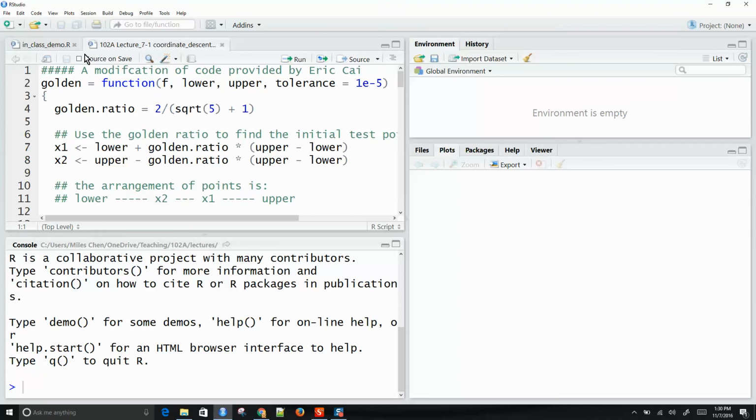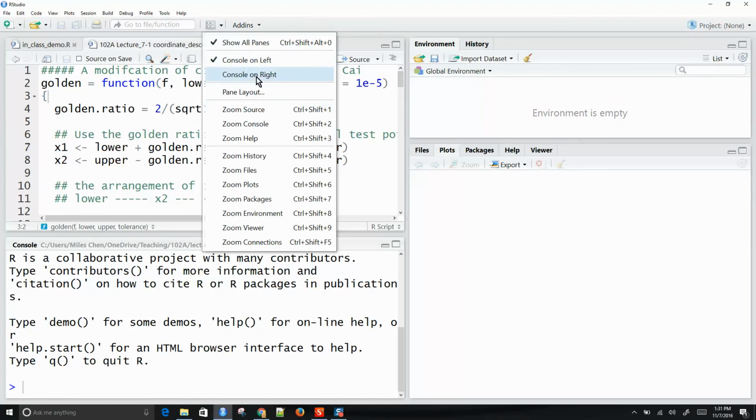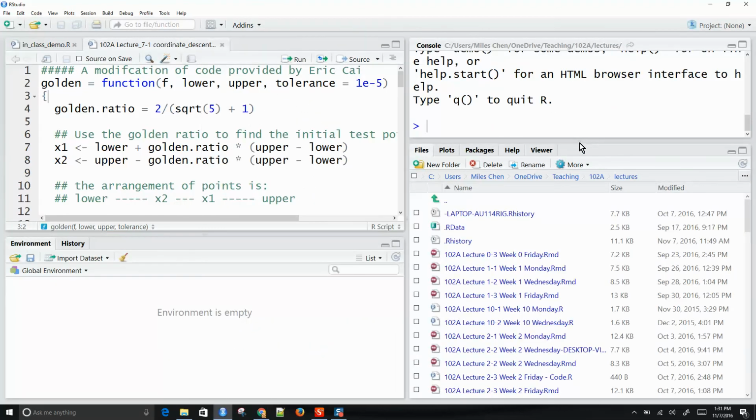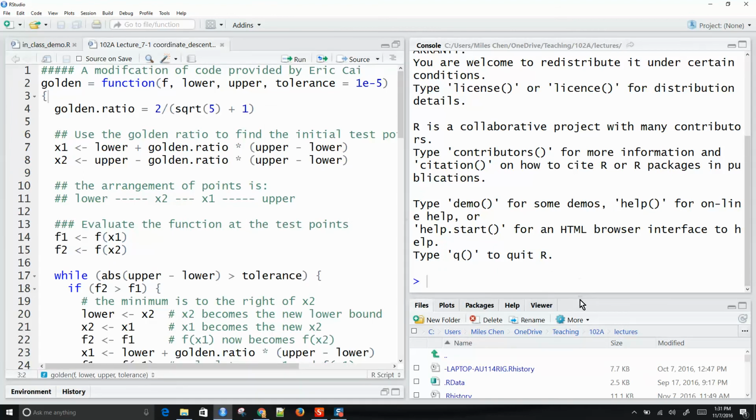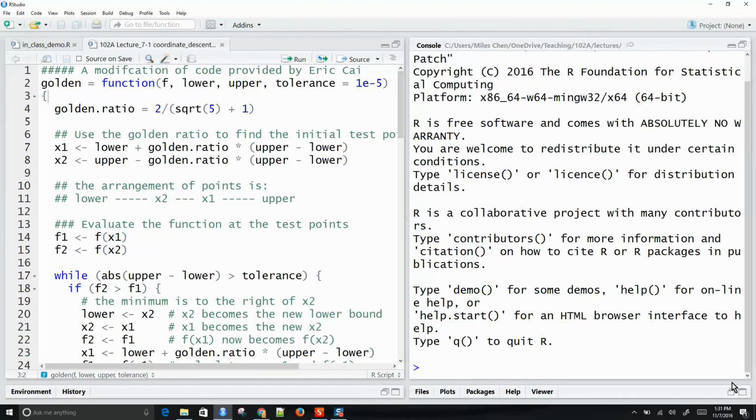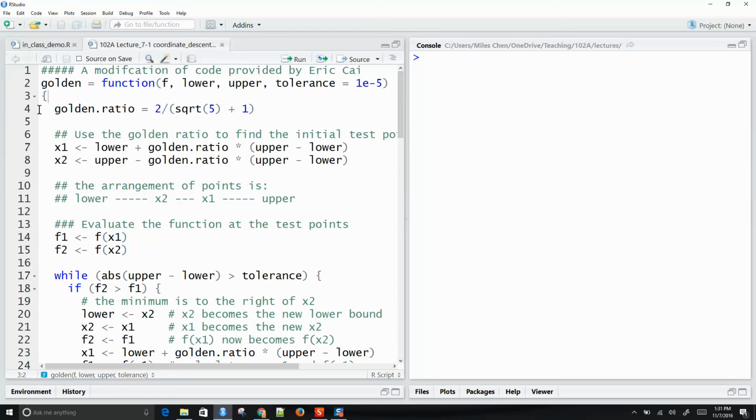Okay, so I'm here. I have the console on the right here. So I have the golden section search function from before. This was covered on Friday.